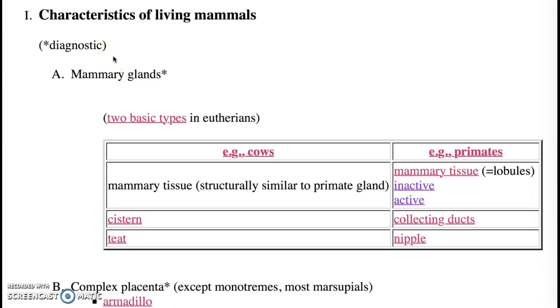Welcome to part one of the reproduction outline. The first thing that we're going to look at is a few of the diagnostic characteristics of living mammals.